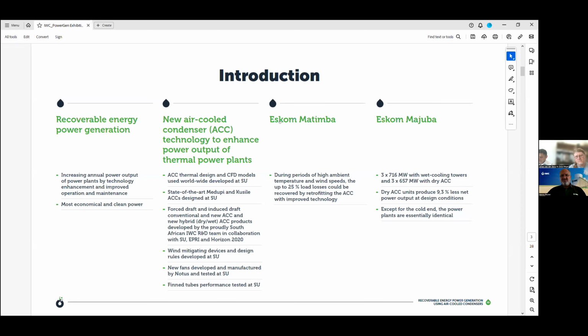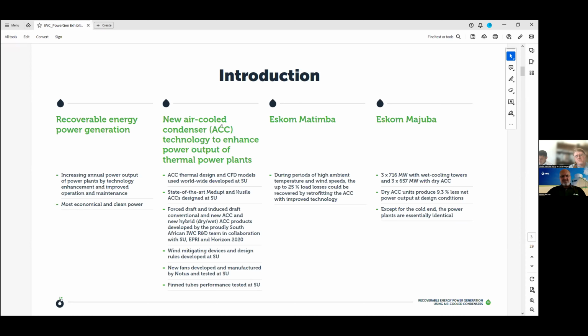So to commence with the introduction, the term recoverable energy power generation means increasing the annual power output of power plants by technology enhancement and improved operation and maintenance. I think people out there aren't aware of the amount of energy that can be converted into power that's not harnessed at this stage. I make a claim it's the most economical and clean power available. And that's something we'll discuss later.